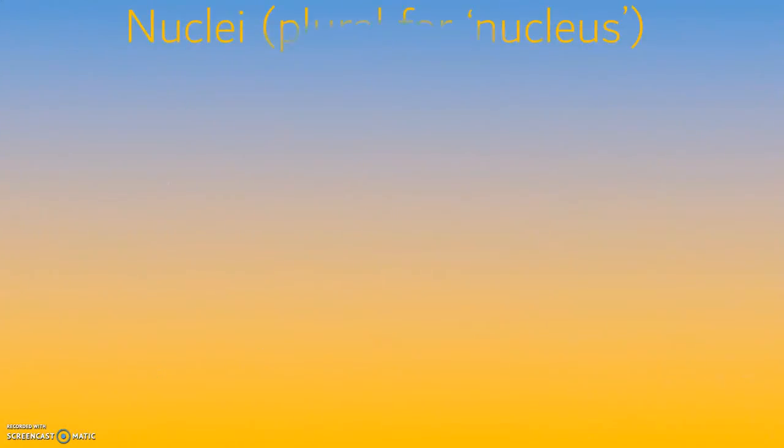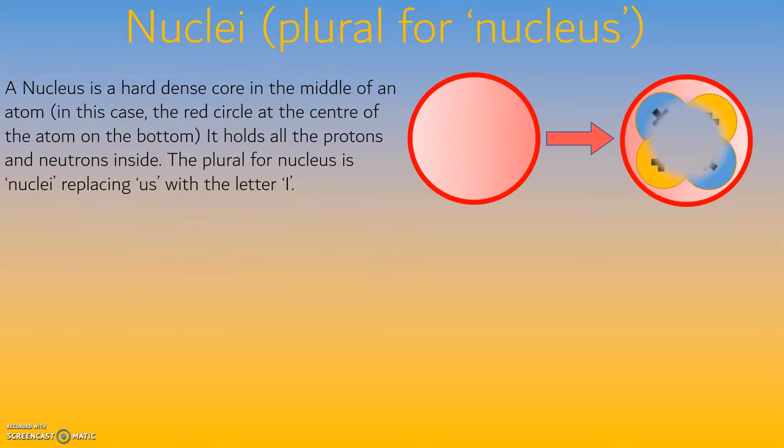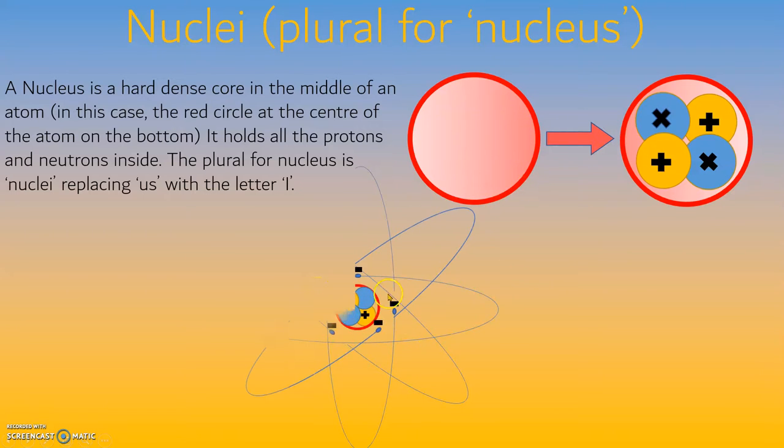So next one is the nucleus itself. The plural for nucleus is nuclei. So you can see here, it replaces US with an I. So here the nucleus is red. A nucleus is basically a hard, dense core in the center of the atom. You can see here. And to have an inside look of the nucleus, all of the protons and neutrons are inside the nucleus, as it shows over here.